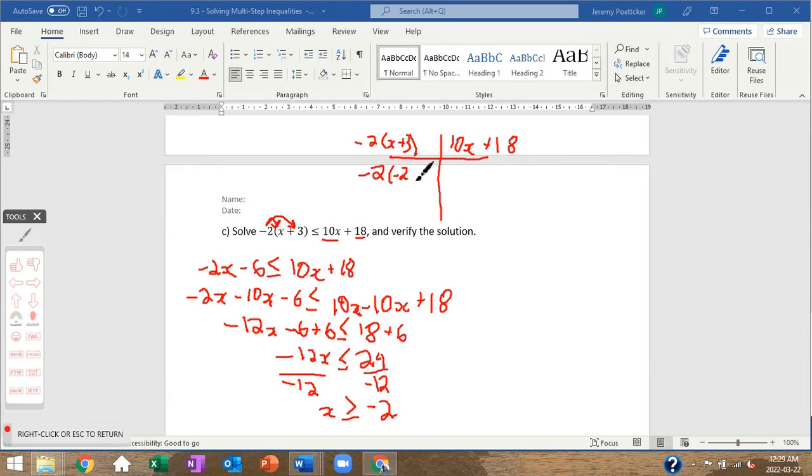-2 times (-2 plus 3). Over here, I've got 10 times -2 plus 18. All right, so here I've got -2 plus 3. Hey, that's 1. This is nice. So I've got -2 multiplied by 1, which I can do quite quickly in my head. It's -2. Over here, 10 times -2 is -20. Hey, this is going to work out nicely. -20 plus 18 is also going to be -2.